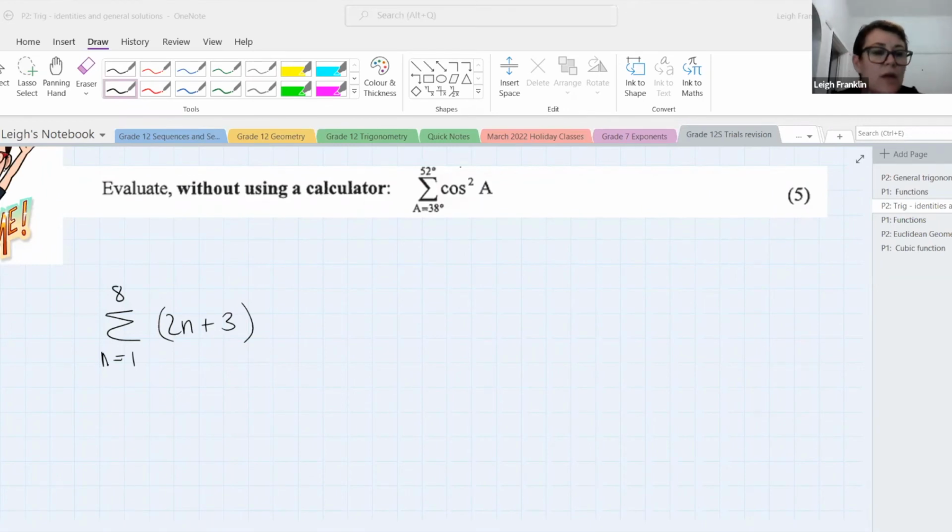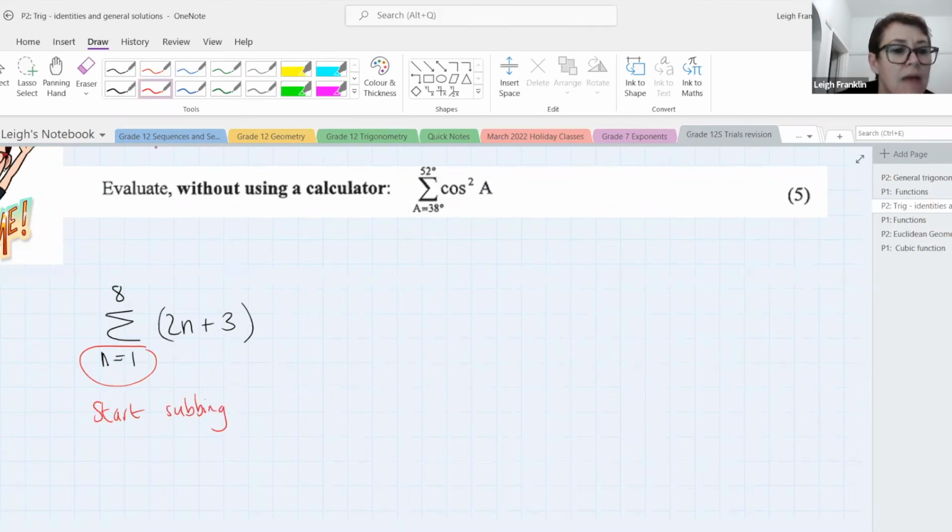Exactly, Pumeza. So in other words, we've got to sub in. The number at the bottom, this is where we start subbing in, and the number at the top, this is where we finish subbing in.